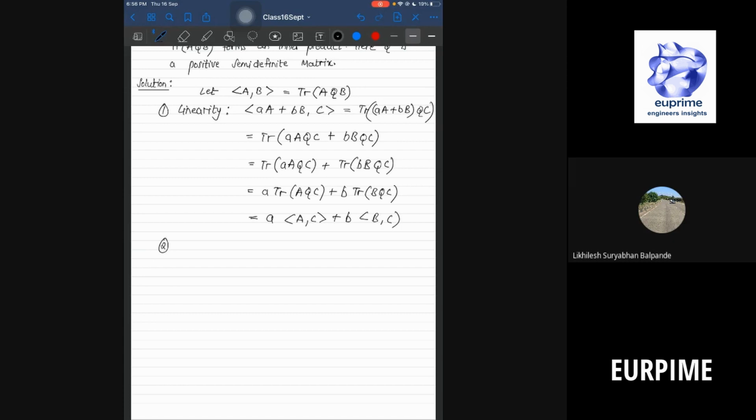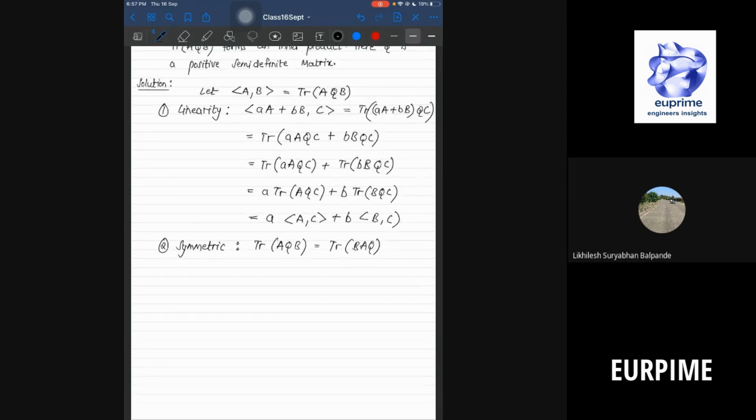Similarly, we can show that the next property, that is the symmetric property, also holds. We can write trace of AQB is equal to trace of BQ, sorry, BAQ.